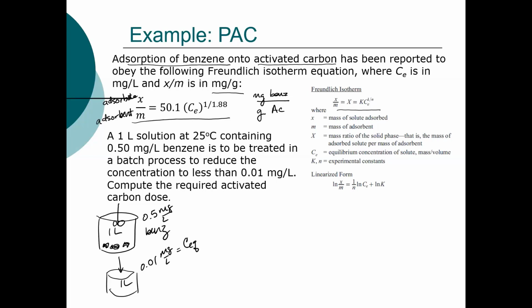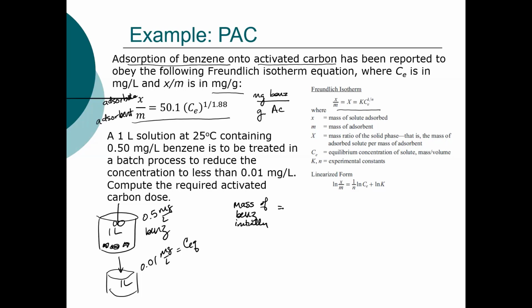So we can write a mass balance for this. So this is our mass of benzene initially. At equilibrium, that mass of benzene is equal to what? Where can the benzene be? So we start with a beaker, okay, 1 liter beaker with 0.5 milligrams per liter of benzene in it. We add activated carbon, we mix it, we allow it to reach equilibrium. We're going to assume we have no reaction of benzene other than the adsorption.